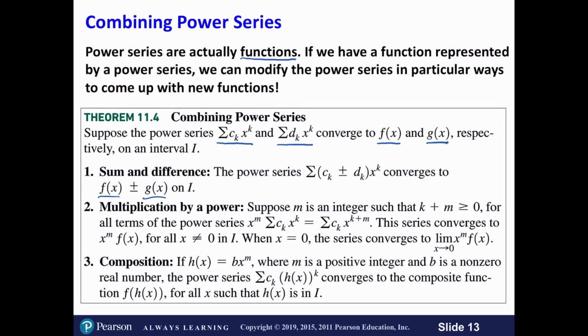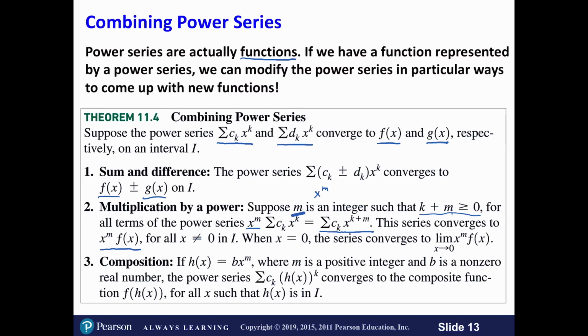If we multiply by, for example, x^m, suppose that m is an integer such that k plus m is greater than or equal to 0. Then when we multiply x^m times this power series, all we're really doing is throwing x^m inside the power series. And it will converge to x^m times f(x) for all x not equal to 0 in I. When x is equal to 0, the series will converge to the limit as x approaches 0 of x^m f(x).